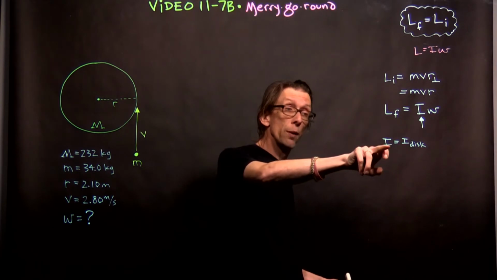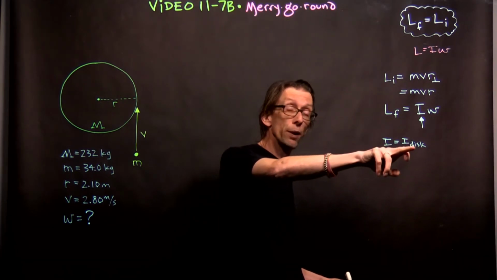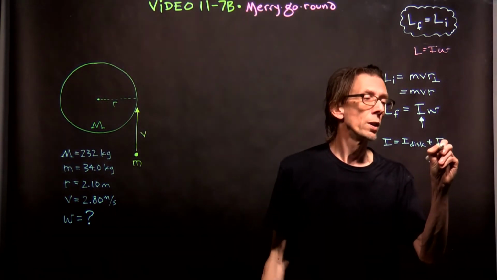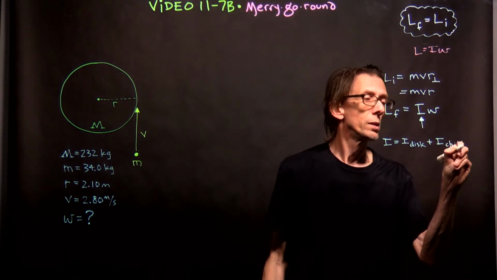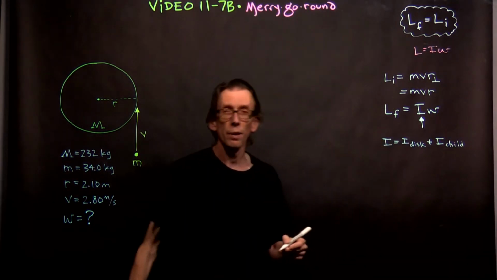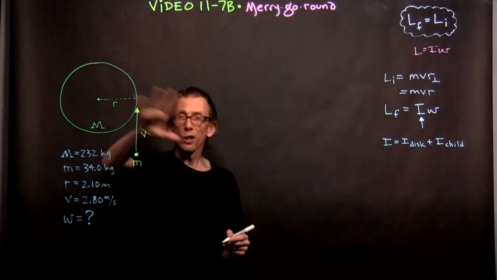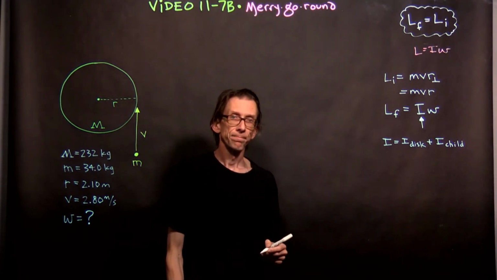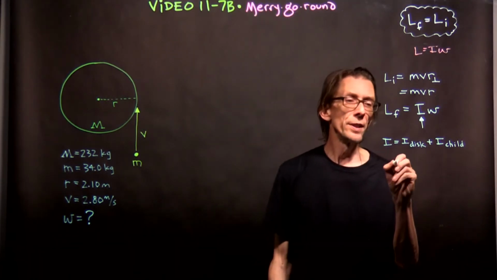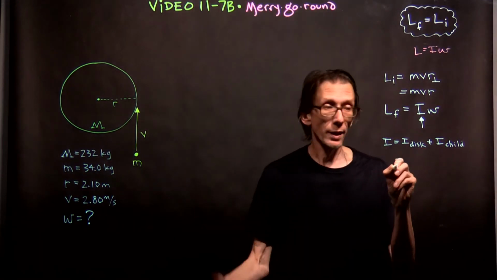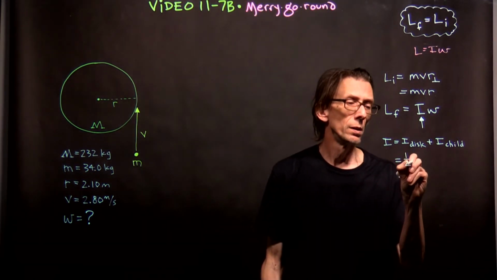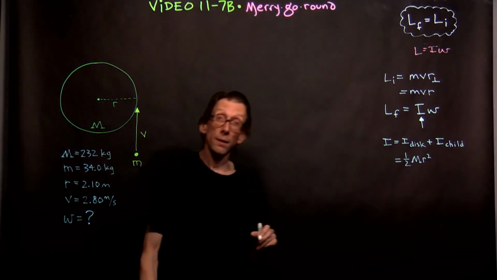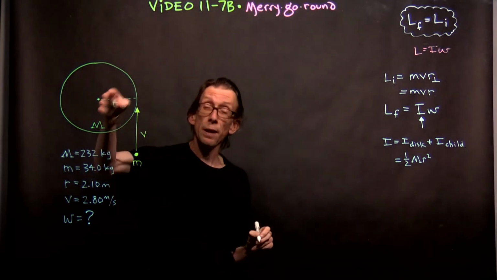So the total moment of inertia is going to be the moment of inertia of the merry-go-round, the disc, plus the moment of inertia of the child. And again, I could have written merry-go-round instead. Just imagine it like a big disk with that mass and that radius. Okay, so what is it? Well, for any disk, if you go back and look at last chapter, it's going to be 1/2 M R squared. That is the moment of inertia for any disk spinning around its center.